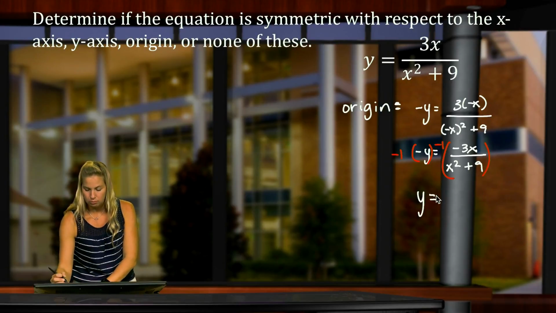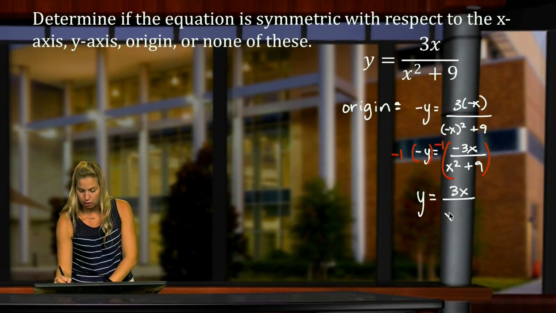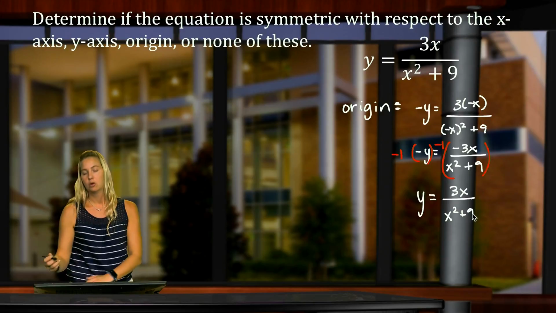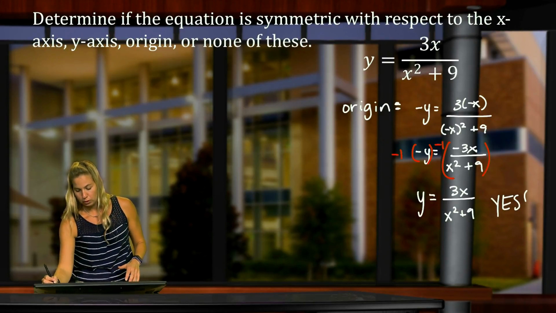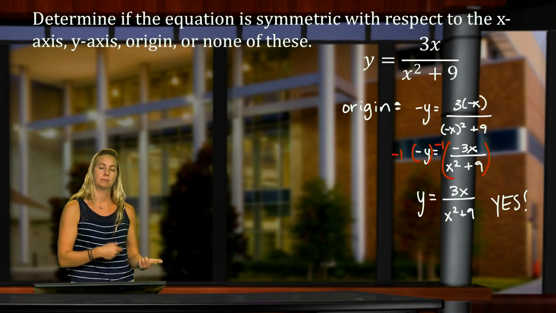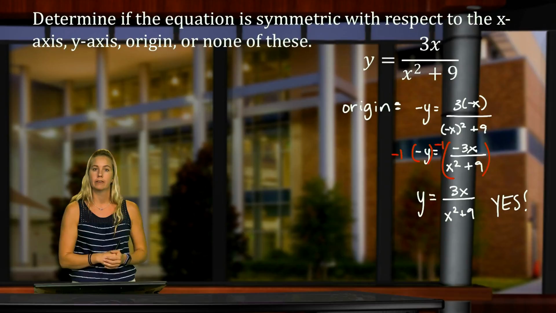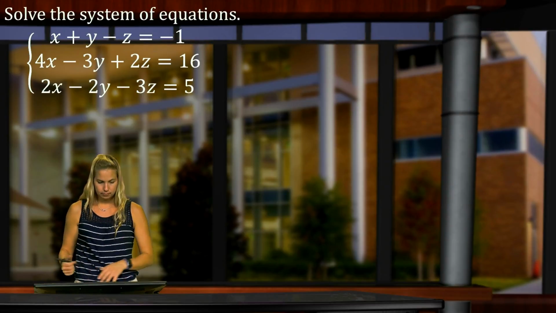We get y equals negative 1 times negative 3x, which is positive 3x over x squared plus 9, which matches our original equation. So yes, it is symmetric with respect to the origin, which we had already thought was going to be the case because we had those two matching equations in the first two tests.